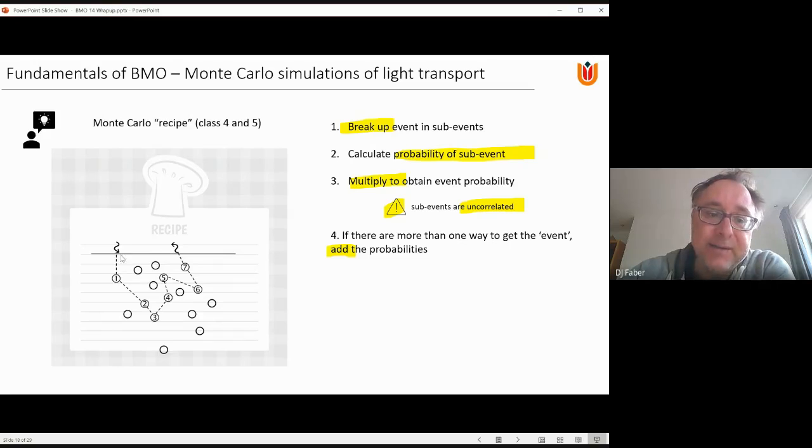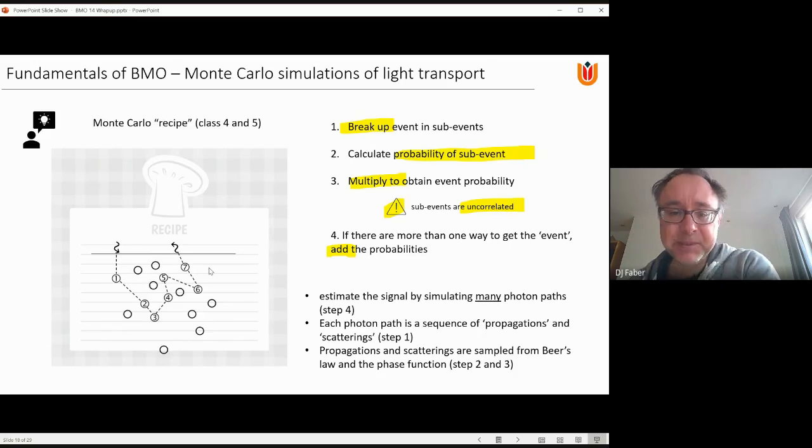And then in order to calculate the probability of one such a path, we break it down in sub-events. In this case, the sub-events are a propagation to site number 1, then a scattering at site number 1, then a change in direction towards number 2, then a propagation to site number 2, then again a scattering at site number 2, etc. We can calculate probabilities for each of these sub-events, and we are allowed to multiply these to obtain the total probability of this complete path, as long as they are uncorrelated, but that is what they are.